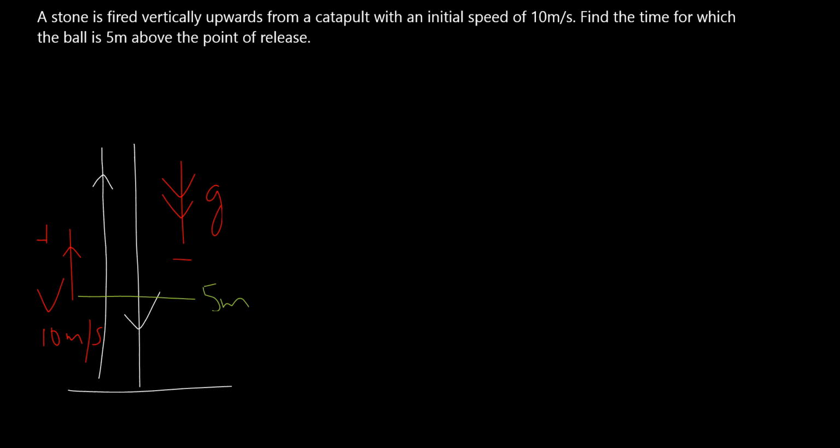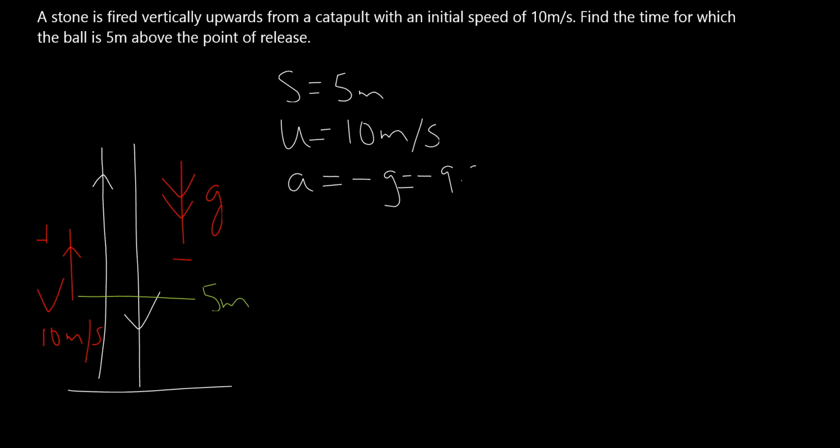Let's look at the information we know. We have S, the displacement, is 5 meters, and we want to know the time when the ball is at 5 meters on the way up and also on the way down. We know the initial speed is 10 meters per second, and we know that the acceleration is minus g, which equals minus 9.8 meters per second squared.